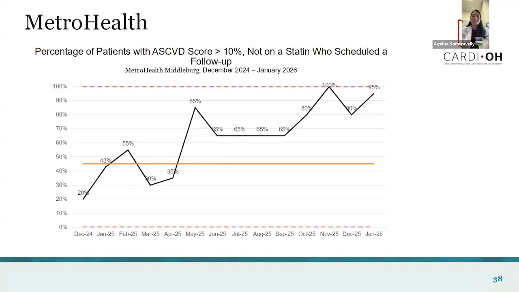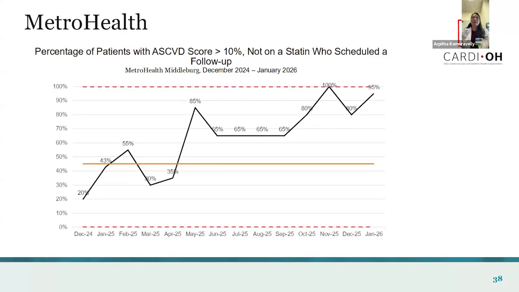Thank you, Amanda. So our project is similar to the East Liverpool project, but the difference is we do have two process measures here, and my focus was to start statins for patients with ASCVD risk over 10% who were not on a statin. The first process measure was to schedule appointments for patients who haven't been seen in the last 6 to 12 months. And the second end goal is whether the patient is started on a statin or not.